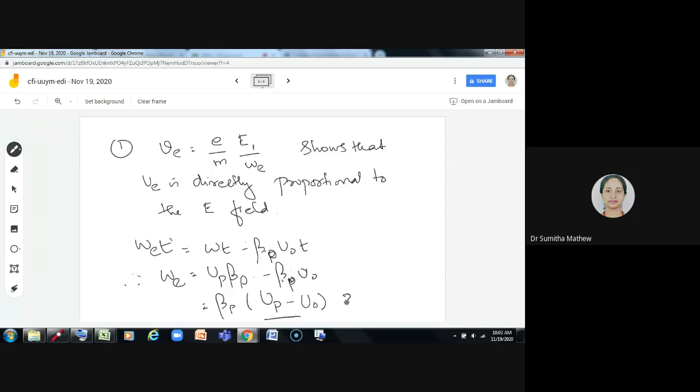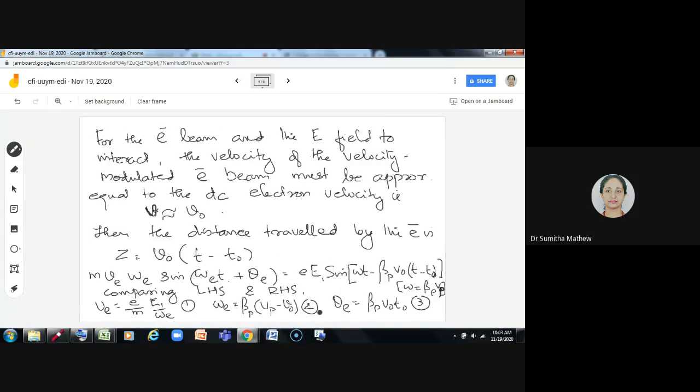Okay, this we get as the second equation. That is what is written here. See, the second equation, omega e is equal to beta p into Vp minus v naught. And similarly, comparing the theta e term, here we get beta p v naught t naught. That is the third equation. So comparing the three terms, you get three equations finally.